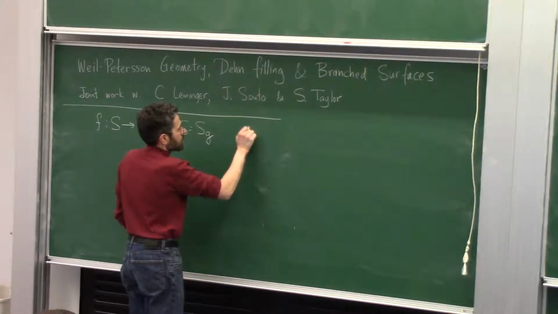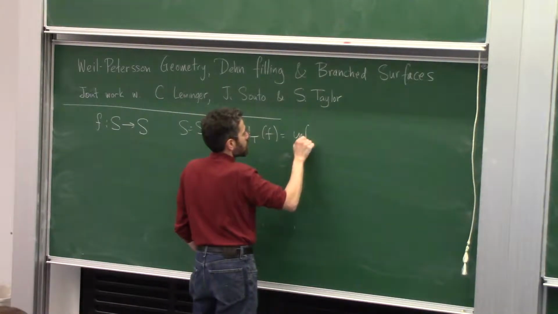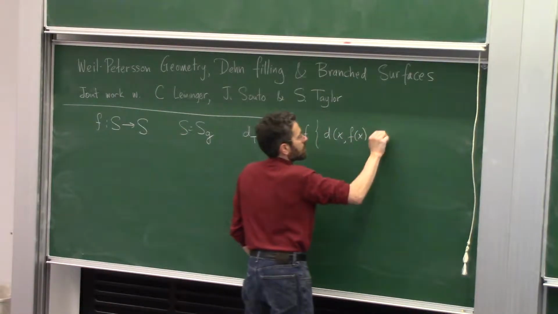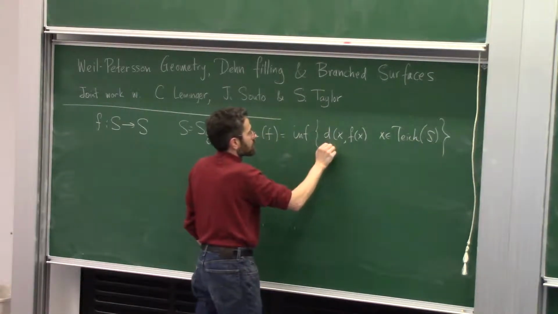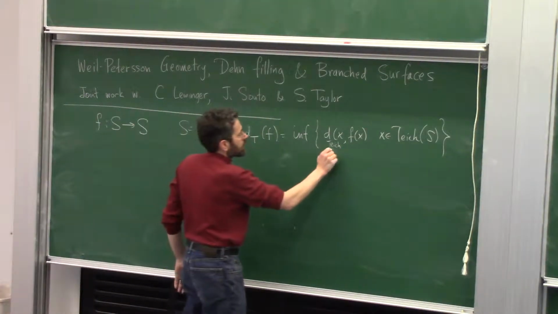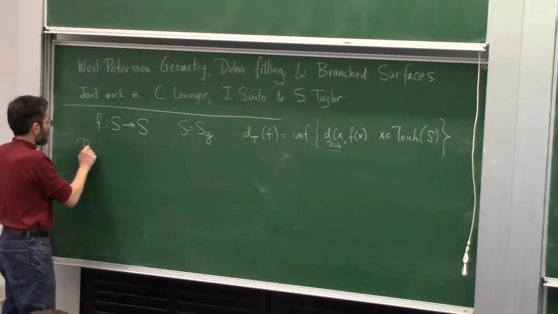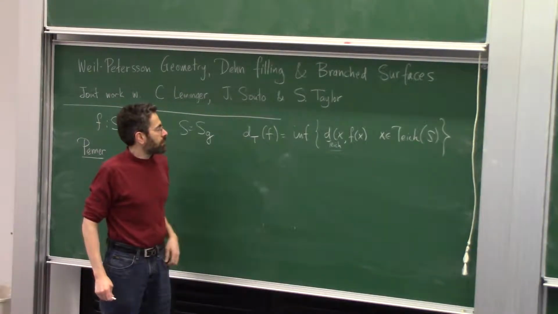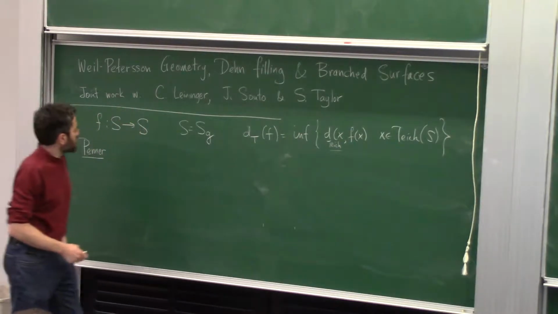You look at, say, d_T of f, the translation distance in the Teichmüller space, the infimum of d(x, f(x)) for x in the Teichmüller space, where this is Teichmüller distance. Well, as you might guess, we're going to go away from Teichmüller distance in a few minutes, but I want to start with the motivation. So Penner in the 80s showed... the question is, how small can this get? For any given surface, there's some lower bound on how small this dilatation can get.